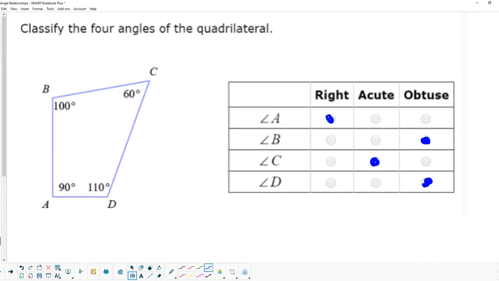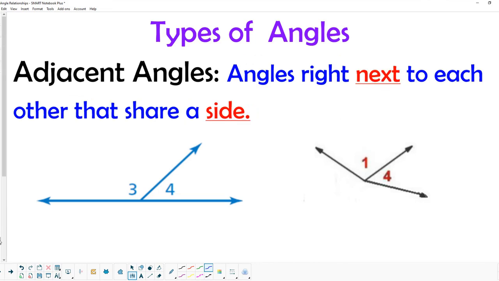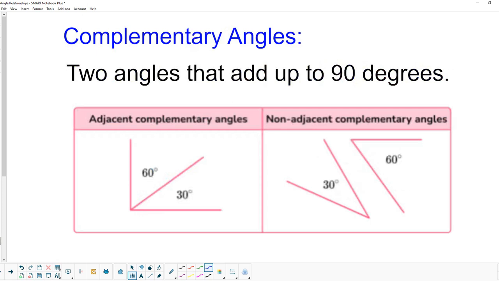All right, keep moving here. There's a couple of types of angles that you will encounter. First of all, adjacent angles. Adjacent angles are angles that are right next to each other and that share a common side. Looks like this. And when you see angles like that, sometimes we ask you questions about one angle versus the other angle, how much they are, how much they equal, and that type of thing.